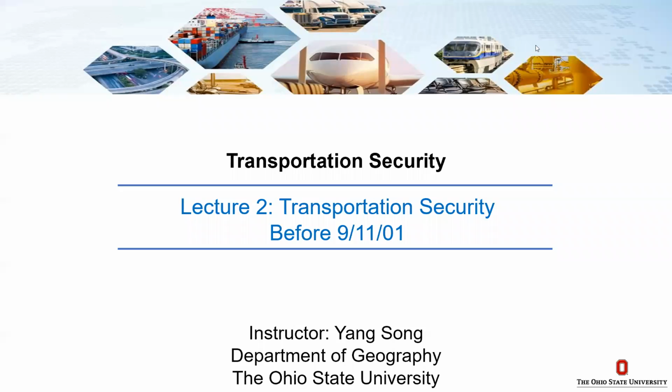In lecture 2, we're going to discuss transportation security before September 11. Like I mentioned in the last lecture, September 11 or 9/11 is a watershed for transportation security systems. So let's just use it as a checkpoint. We're going to discuss transportation security in terms of maritime, land, and aviation, respectively, in this lecture. So let's get started.